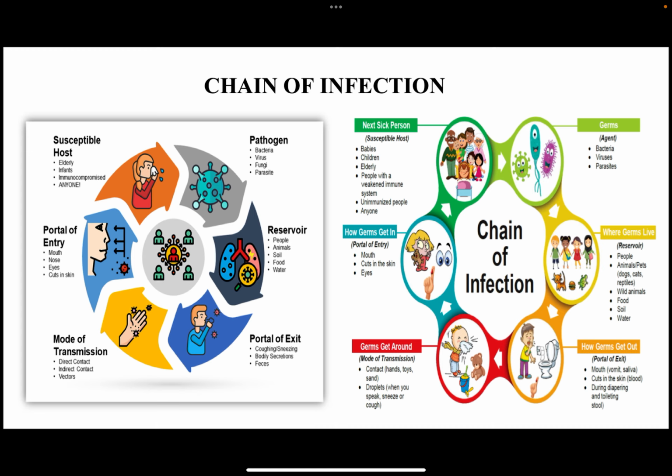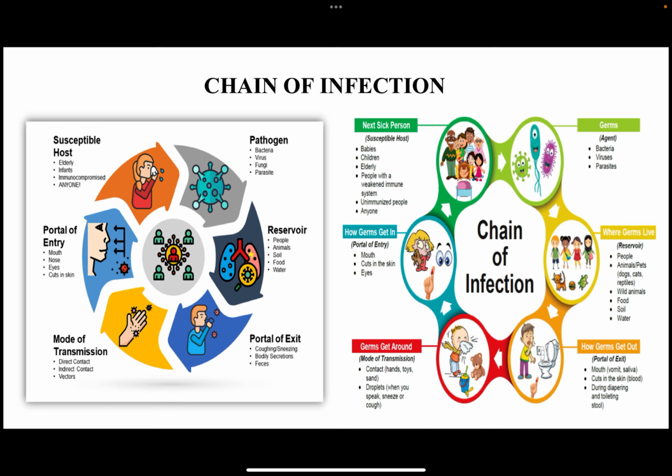So the susceptible host, it could be an elderly person, it could be an infant, it could be an immunocompromised person, it could be anybody. We have the pathogen. A pathogen can be a bacteria behind the occurrence of a disease, a virus, a fungi, a parasite. Portal of entry is how an organism, a pathogen, enters the host. It could be through the mouth, it could be through the nose, the eyes, a cut in the skin, mucous membrane.